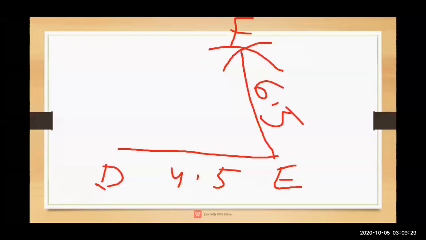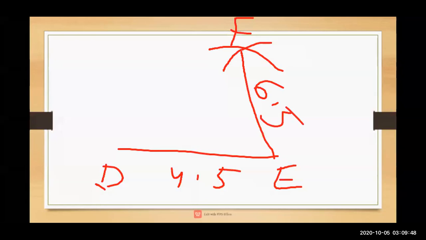First, what will be your first step? DE you will make of 4.5 centimeter. Then the second step, center. What should your center be? From D you have to take 7.2 centimeter and just mark an arc.